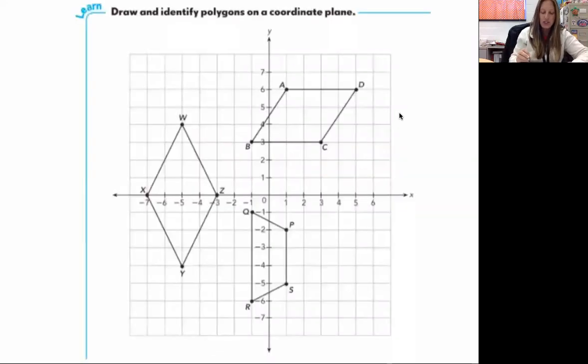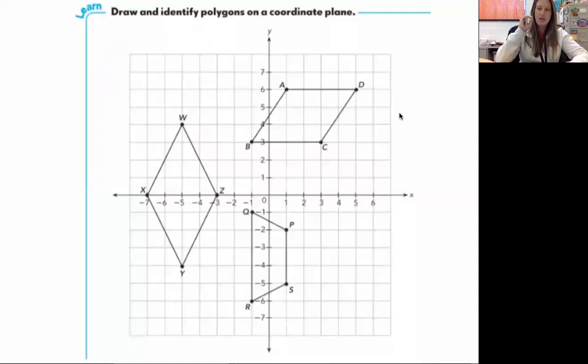And now what we're going to be doing is graphing dots, plotting points. We're going to be connecting those dots and making shapes on our coordinate plane. We're going to be identifying those shapes or polygons on the coordinate plane. We're going to be describing the length of lines on the coordinate plane. We're going to be giving directions and following directions. So let's jump into it.